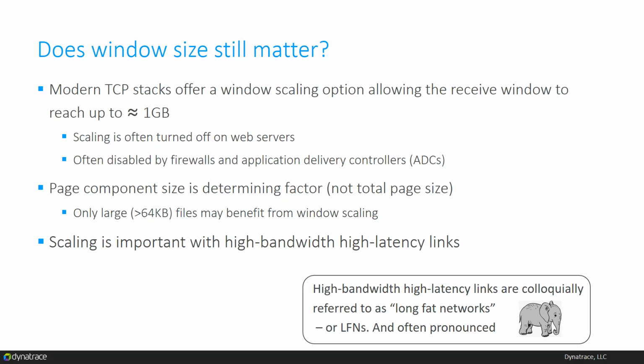Little note, high bandwidth, high latency links, that's a mouthful. I can repeat it pretty quickly, but maybe not 10 times in a row. They're often called long fat networks, long meaning distance or latency, fat meaning high bandwidth, and they're abbreviated to LFN, which in English is the elephant. So if you ever hear an English speaker using slang and they call it an elephant, you'll know what it means.